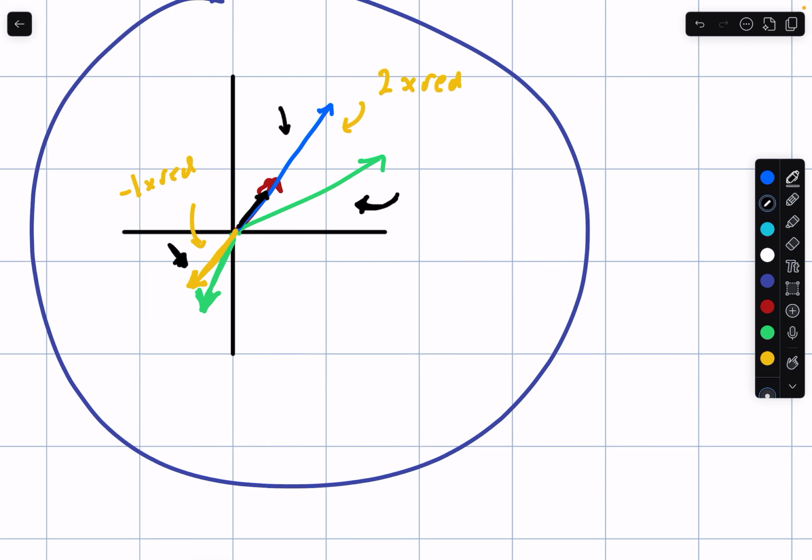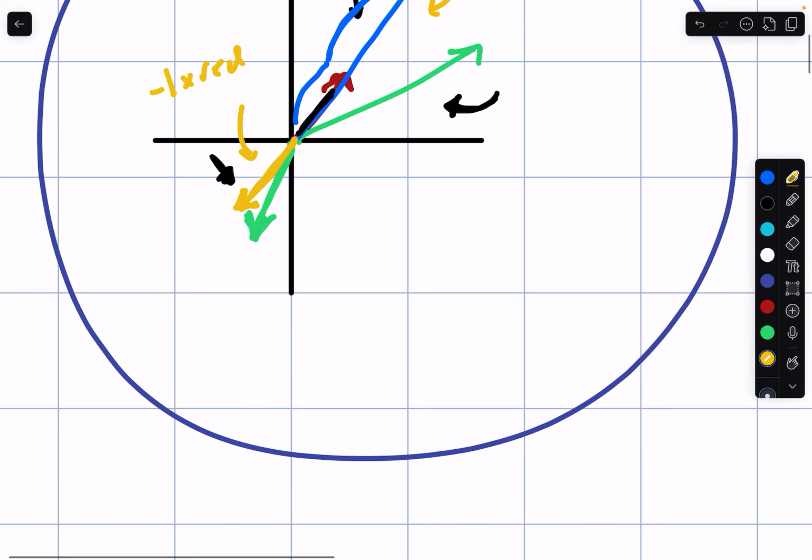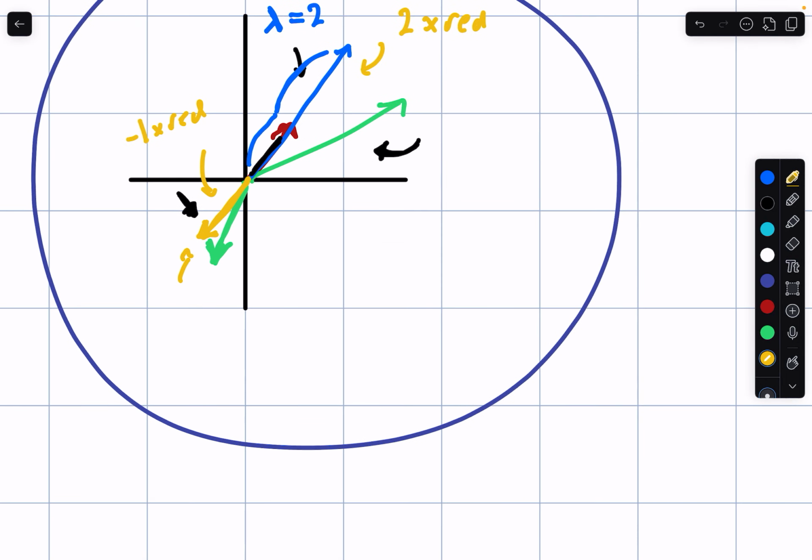And so the eigenvalue is the value that we assign that tells us how much it gets stretched. So for this blue vector, we denote eigenvalue with lambda. We'd say that the eigenvalue is 2 because it's really just 2 times the red one. And for this yellow vector right here, we'd say that the eigenvalue is -1 because it's really just -1 times this original red vector here.